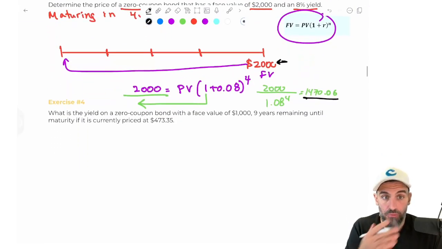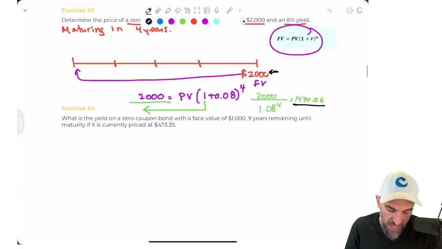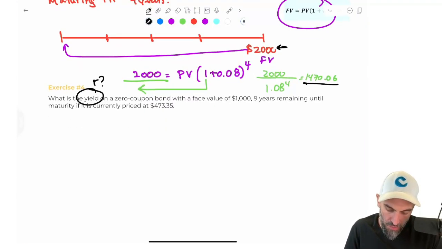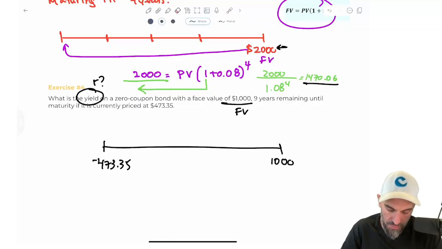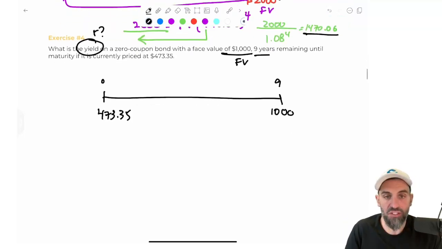Using the exact same formula, we could find the yield. Look, if I ask you to find the yield, you're solving for r. So face value 1000, that's your future value, right? The face value is the future value because that's what you're going to receive at the end. And the price today is 473. So you would have to pay 473 today. It's maturing in 9 years, so this is in 9 years. And I'm asking you for the rate.